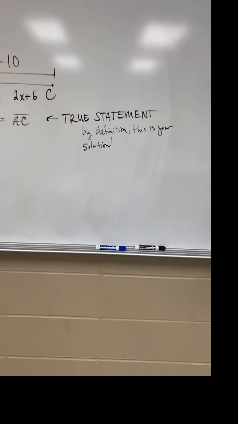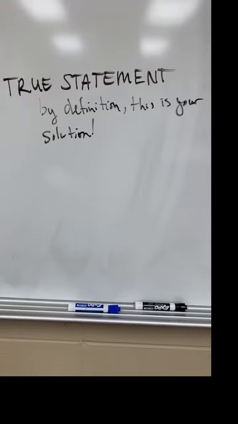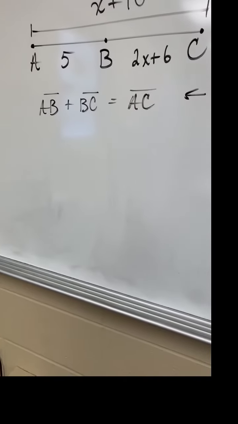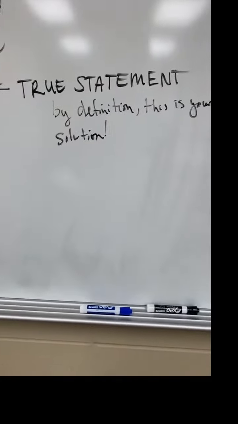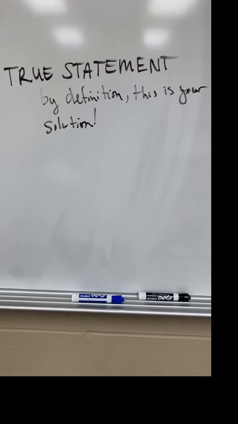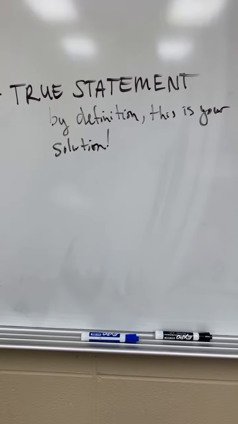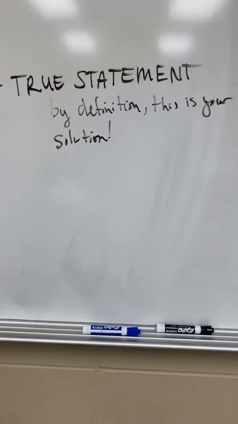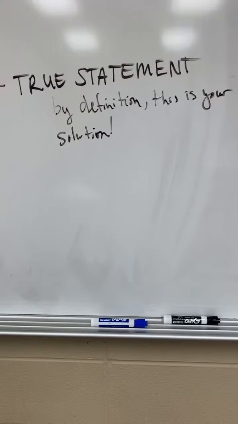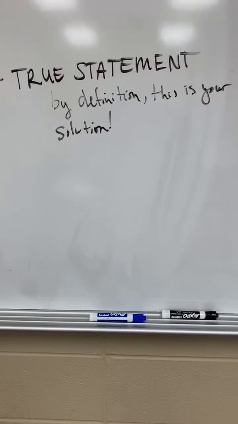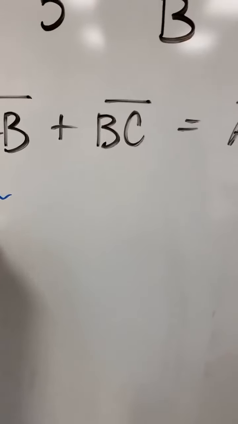All right, so I just have to kind of sit on here for 1 second. Remember, what I said was a true statement. Segment AB plus segment BC is equal to segment AC. That's a true statement. And by definition, this is your solution. You get what I'm saying? So we've already won before we even started, because we already know the solution, because the solution is a true statement.